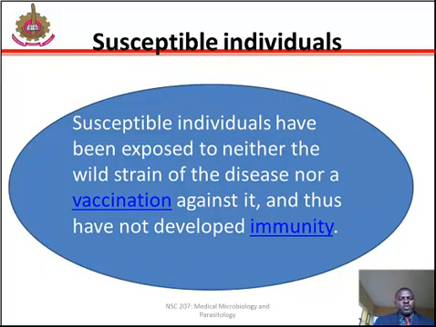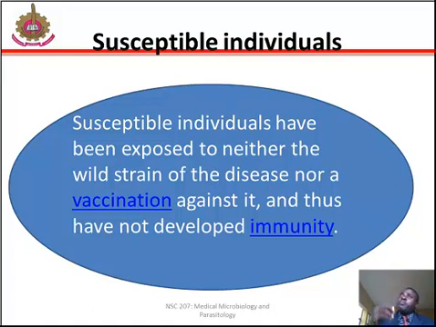When you talk of a susceptible individual, they have been exposed to neither the wild strain of the disease nor a vaccination against it, and thus have not developed immunity. That is, if you talk of somebody who is susceptible, it means he has not been infected by that disease before, or has not been vaccinated against it before. So he is very susceptible because there is no way he could have developed immunity against that disease.